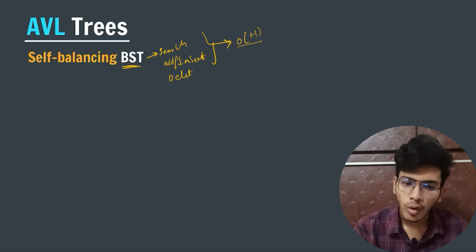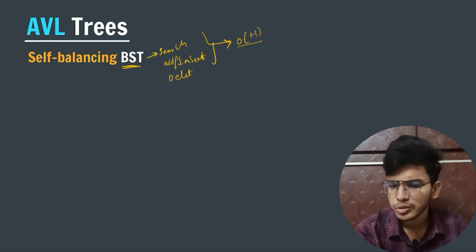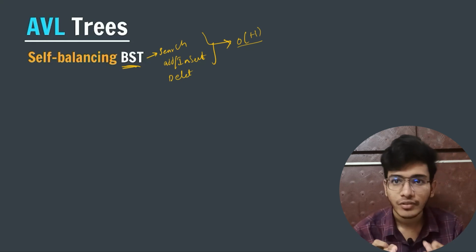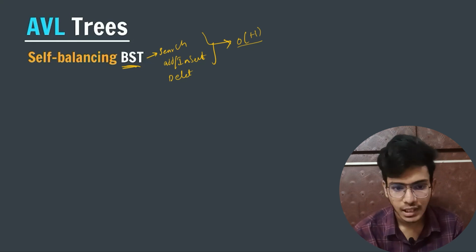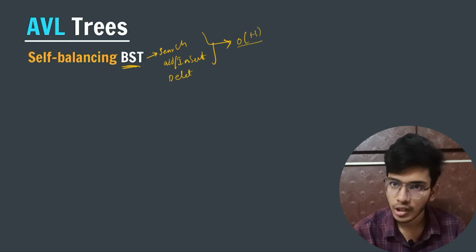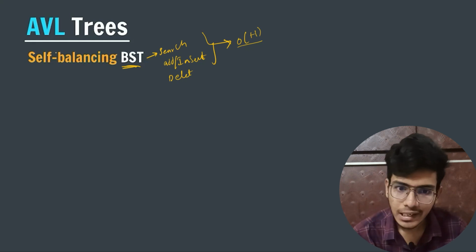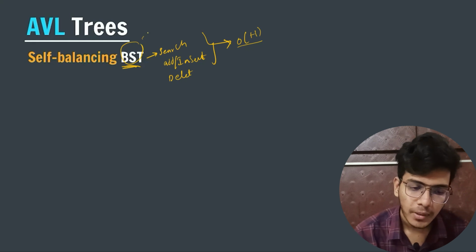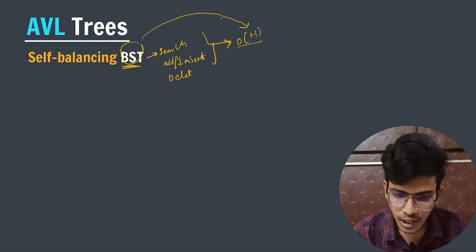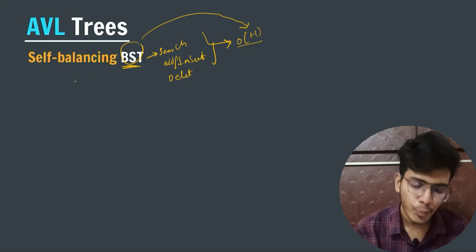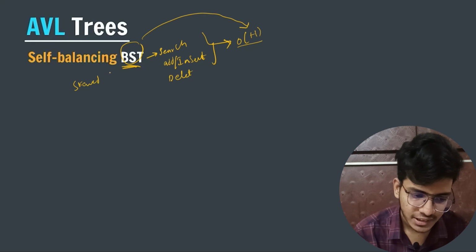Now I have told you that the time complexity of performing these three operations is O(H). Right? Now I want you to just observe this thing. I have written the time complexity as O(H). So can I say that for a given BST the time complexity is totally dependent on the height of the BST?